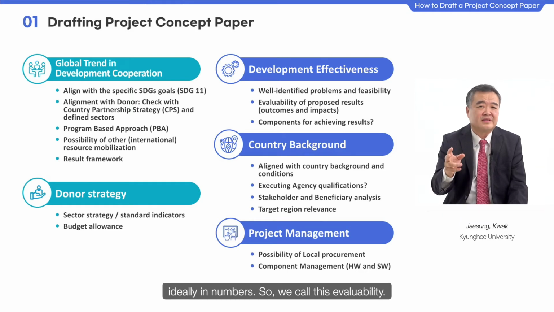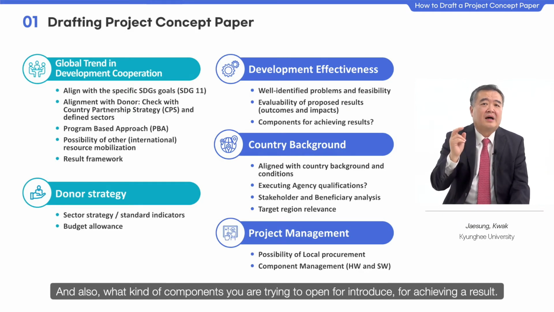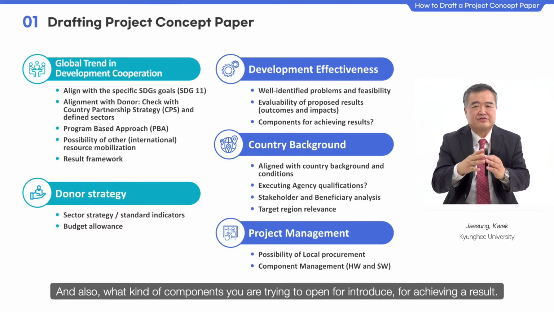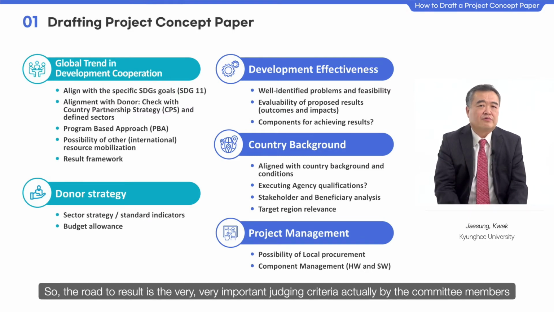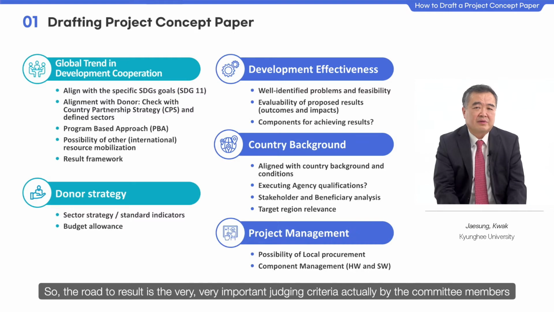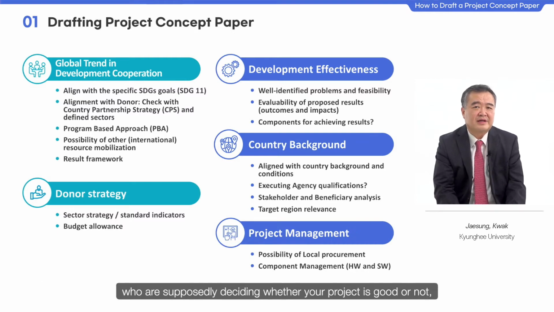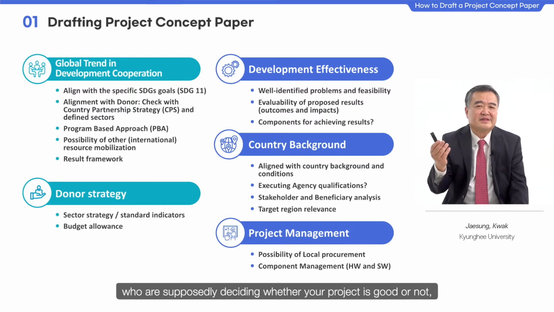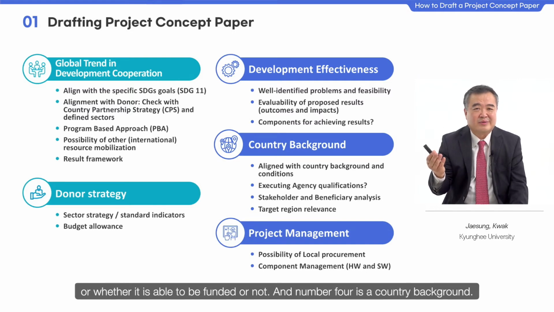So we call this evaluability. And also what kind of components you are trying to introduce for achieving a result. So the road to result is a very, very important judging criteria actually by the committee members who are supposedly deciding whether your project is good or not, or whether it is able to be funded or not.